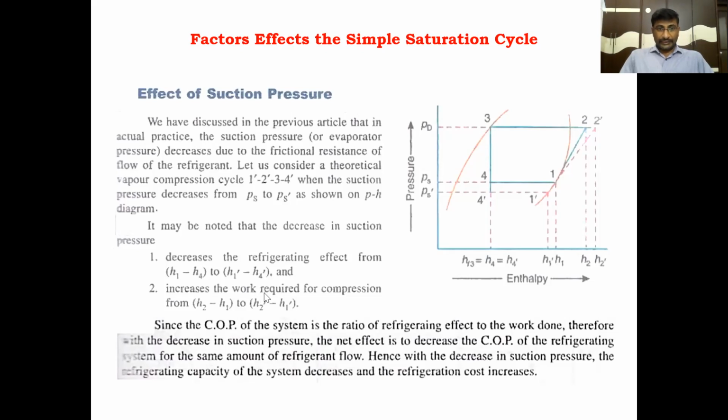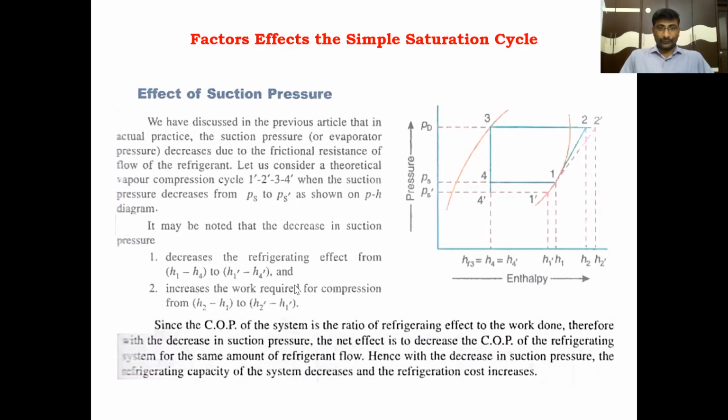Clear? It also increases the work required for the compression. H2 minus H1 is the initial compression work per kg, but after the decrement in the evaporator pressure, H2 dash minus H1 dash is the work given to the compressor. When compared to the previous case, it is more. H2 dash minus H1 dash is more than H2 minus H1. That is, work consumption by the compressor also increases. Therefore, work is increasing here, and refrigeration effect is decreasing.